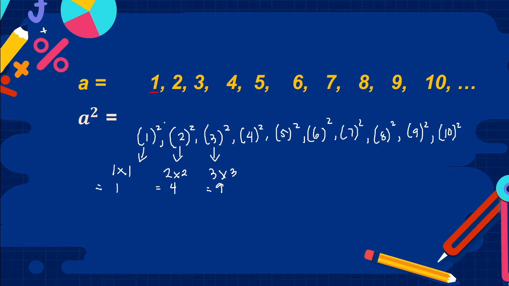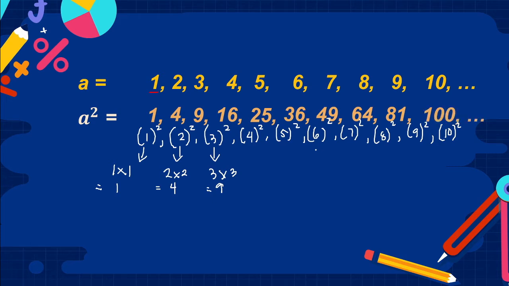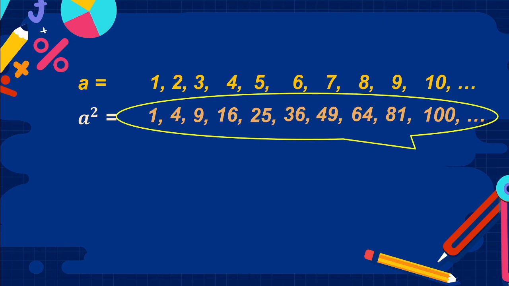So 1 squared is 1, 2 quantity squared is 4, 3 quantity squared is 9, 4 quantity squared is 16, 5 quantity squared is 25, 6 quantity squared is 36, 7 quantity squared is 49, 8 quantity squared is 64, 9 quantity squared is 81, then 10 quantity squared is 100. These numbers are called perfect squares. Why are they called perfect squares? Let us find out later.